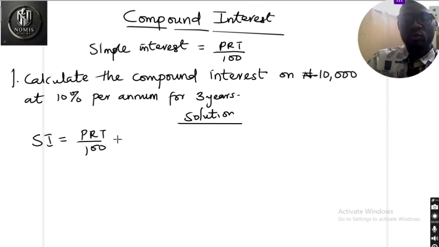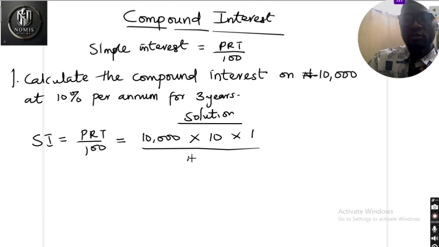So let's start with the first year. For the first year, we are going to have 10,000 multiplied by the rate 10 multiplied by 1 year, all over 100. So 0 cancels 0, 0 cancels 0. I'm left with 1,000. So the interest for the first year is 1,000.